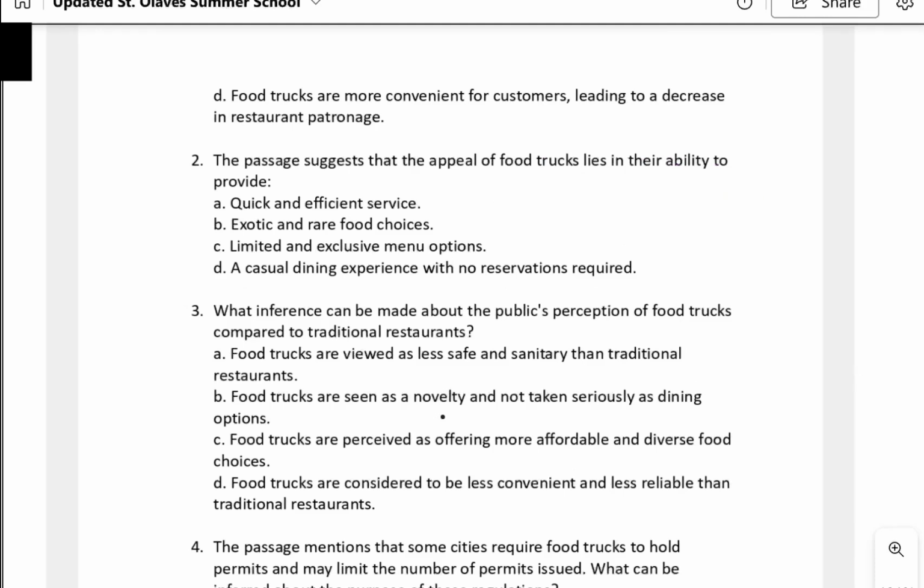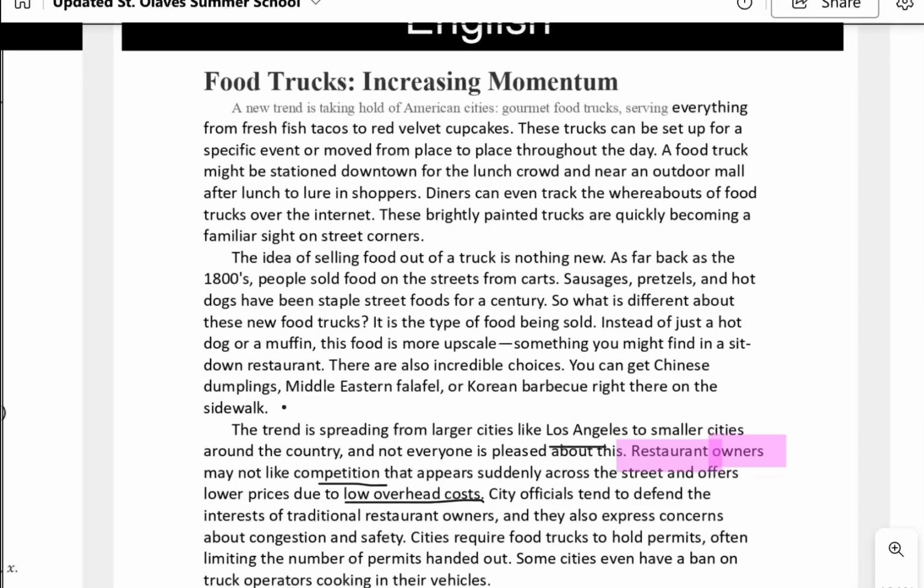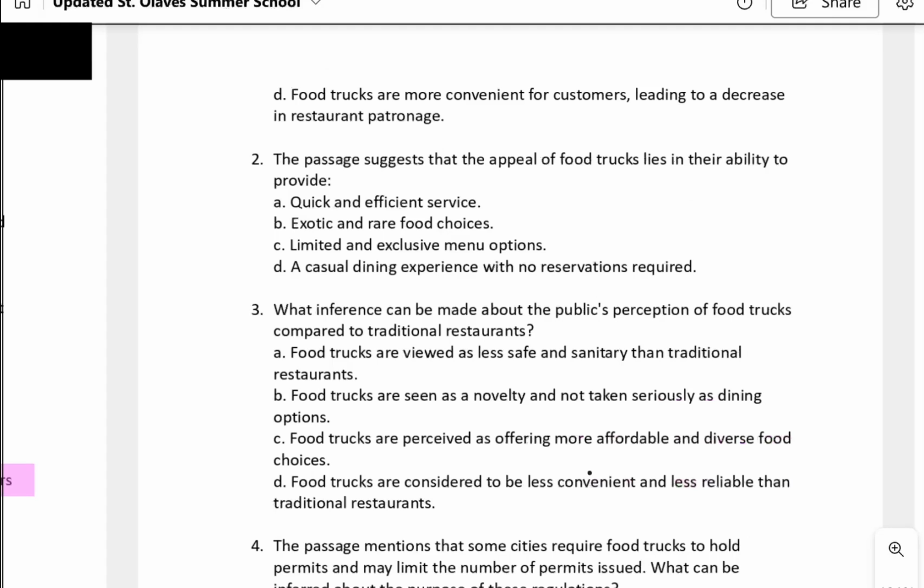So what the text really focuses on here for number 2 is the appeal of the food trucks. It talks about the way it looks and serves. It talks about all these things, but it focuses on something in particular, which is, as you'll see here, the Middle Eastern falafel, Korean barbecue. So they are very limited to the food truck, and they are very exclusive. You can only get that from the food truck. So yes, it's quite exotic, but remember, there are restaurants selling the same thing. However, the appeal of food trucks is that they can offer something very limited and very exclusive at that moment. So the answer is C.